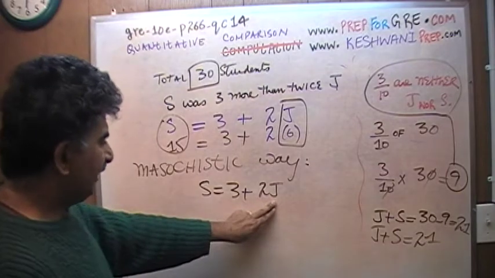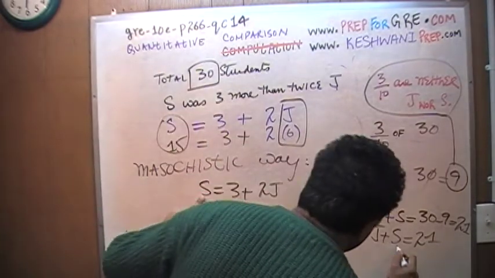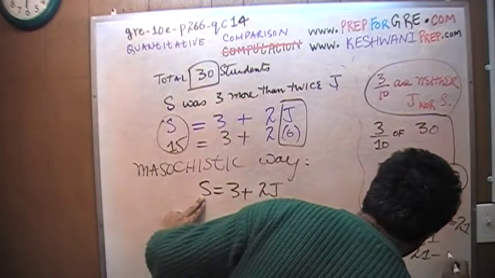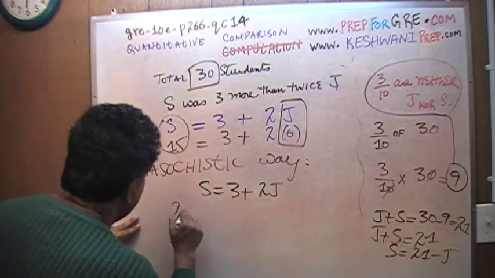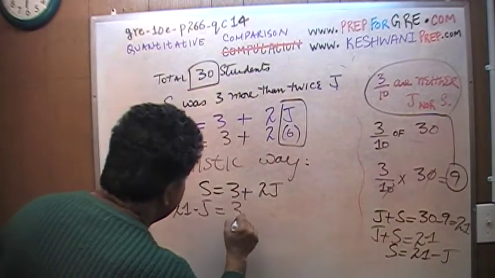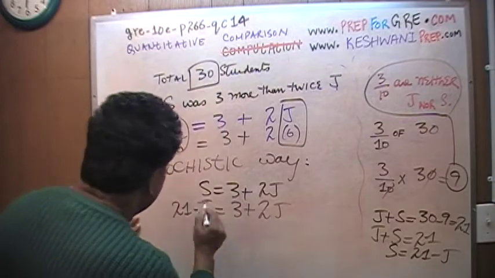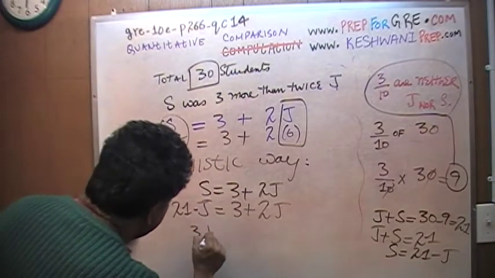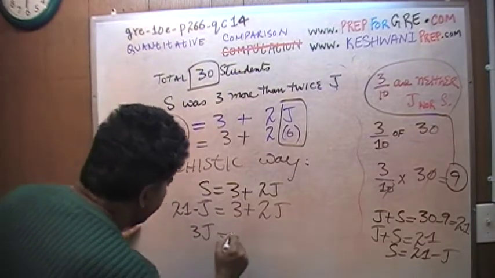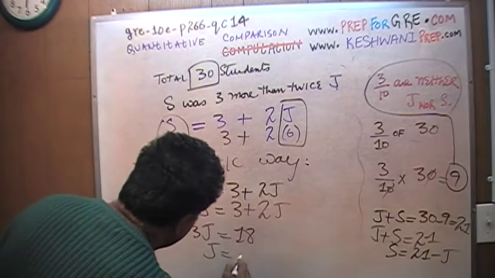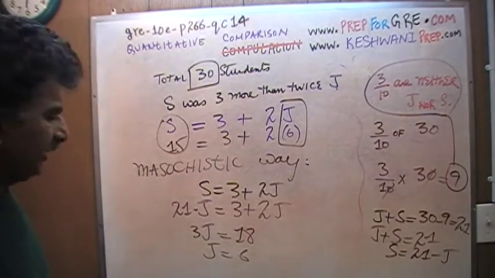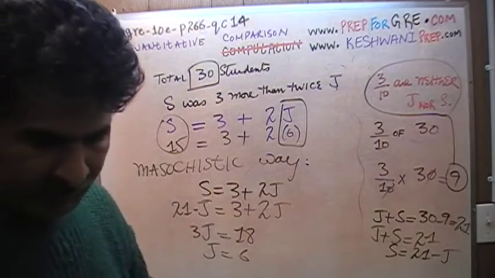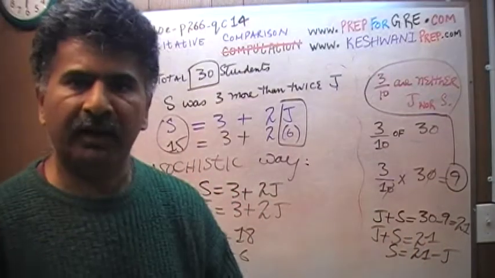Since I'm solving for J, let's substitute for S. S from here is 21 minus J. Let's put it in here. 21 minus J equals 3 plus 2J. Bring the J on the other side, you end up with 3J equals, bring the 3 on the other side, 18, and J equals 6. Voila. Now that I think of it, actually it wasn't too bad.